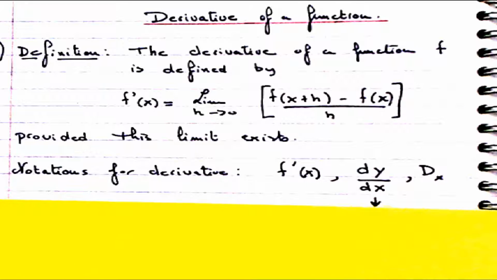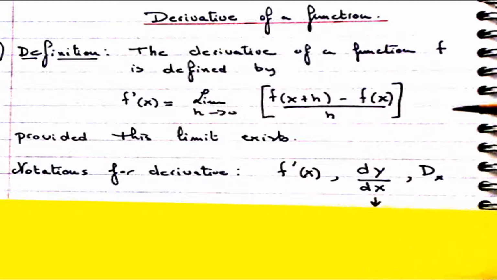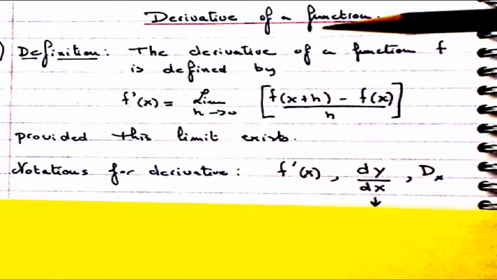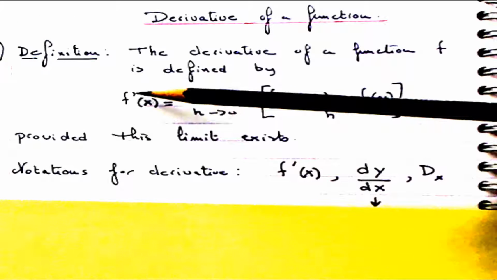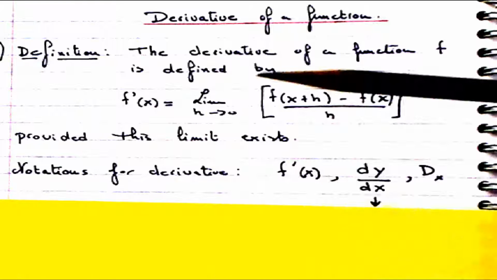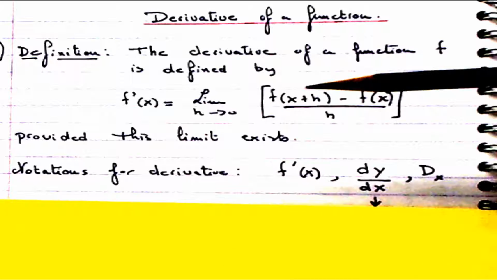Okay, so today we're learning the derivative of a function. The definition of the derivative: the derivative of a function f is defined by f prime. This little sign there, we call a prime. In English, it's a little apostrophe. It's not a 1, it's prime. f prime of x is equal to the limit as h approaches 0 of the following.